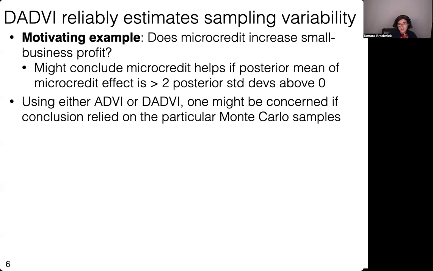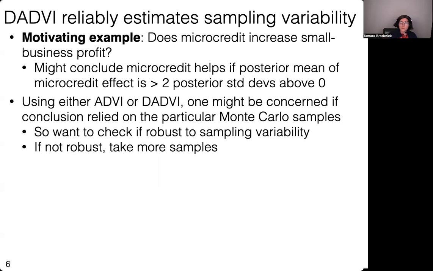But if we used either ADVI or DADVI to approximate our posterior and then try to reach this conclusion, we used Monte Carlo samples to get there. And so we might be concerned, hey, that's some randomness. Could it be the case that the randomness, maybe we got lucky or unlucky, depending on how you're thinking about it, is what actually gave us the result that we got, and it wasn't really merited, like it wasn't a good approximation because it just depended on this randomness. So another way to phrase this is we want to check if we're robust to these choices of Monte Carlo samples. Another way to think about this is, did we take enough Monte Carlo samples? We're essentially asking, did we take enough?